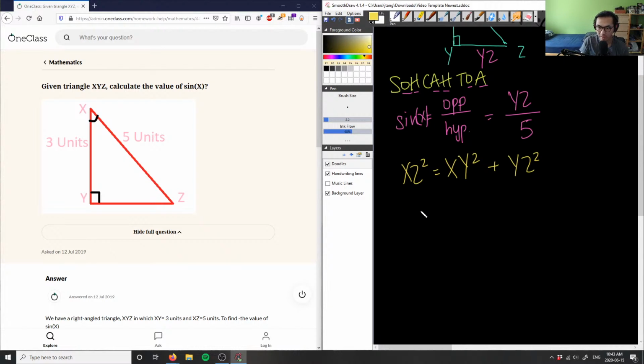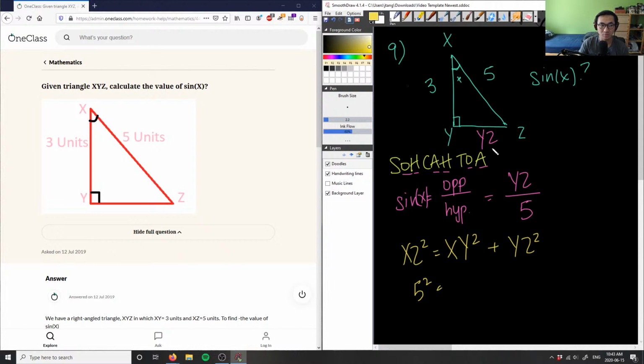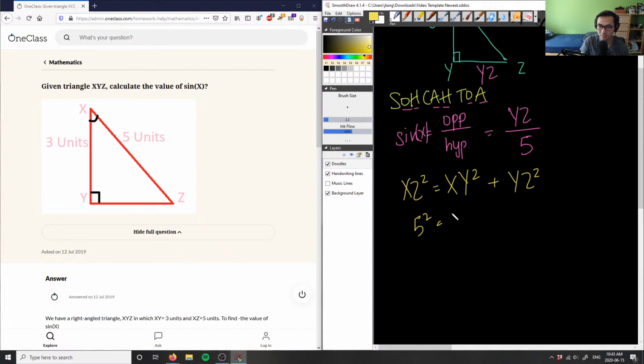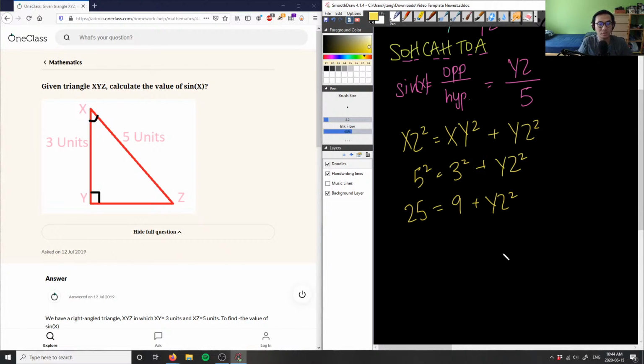So this here is 5 squared is equal to, well, I know xy, also the length of xy is equal to 3, right? So we can say that this is also equal to 3, and then we square the value. This is y squared. So we have 5 squared is equal to 25, is equal to 3 squared, which is 3 times 3, which is equal to 9, plus yz squared.